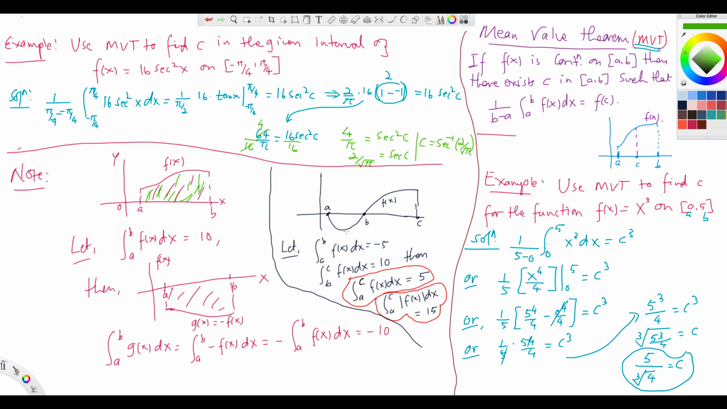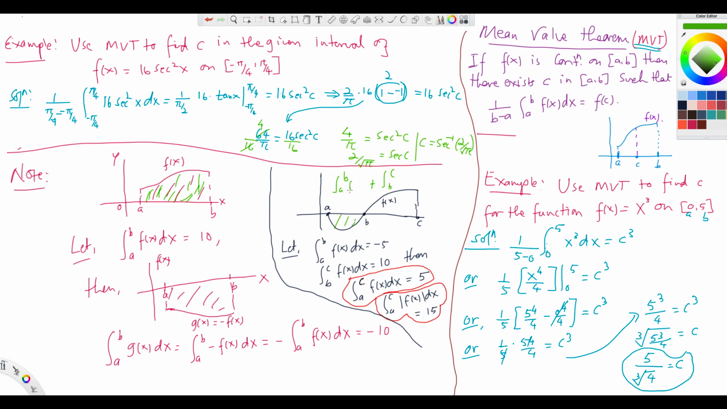Look at this. What is given here is from a to b, the integral value is negative 5, because this is below the x-axis, so I'm taking that as negative. And from b to c, suppose the integral is 10. Now, how do you find the integral between a and c? You will do the a to b integral plus the b to c integral. So a to b is negative 5 plus b to c is positive 10. So 10 minus 5 will be 5. This is what you get.